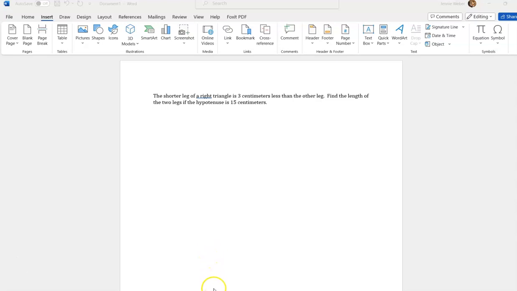We're told that the shorter leg of a right triangle is 3 centimeters less than the other leg. Find the length of the two legs if the hypotenuse is 15 centimeters.